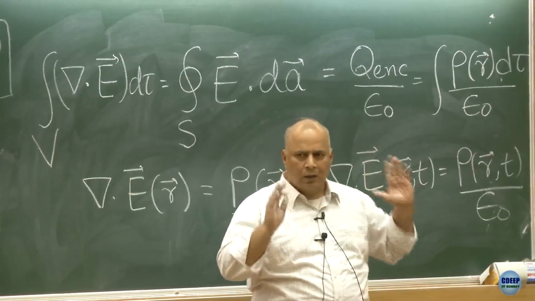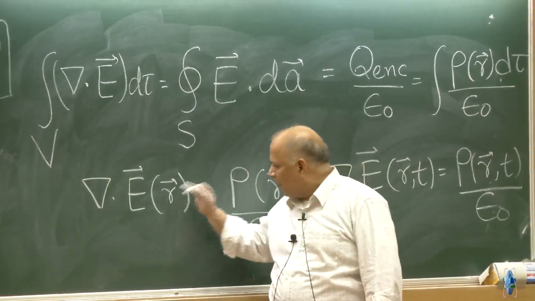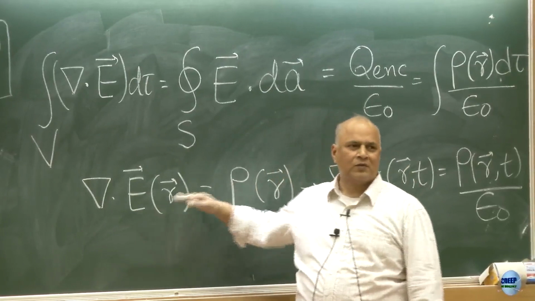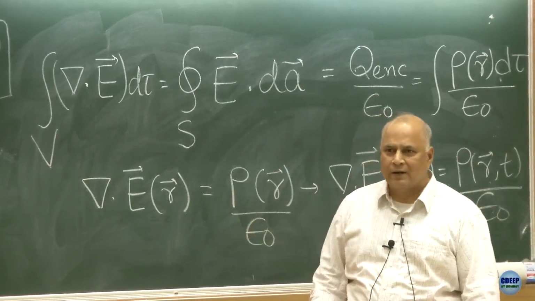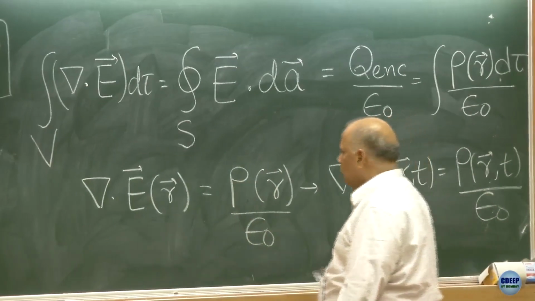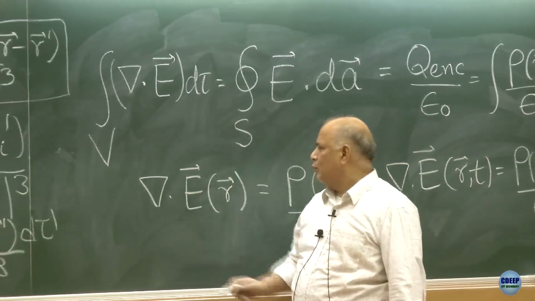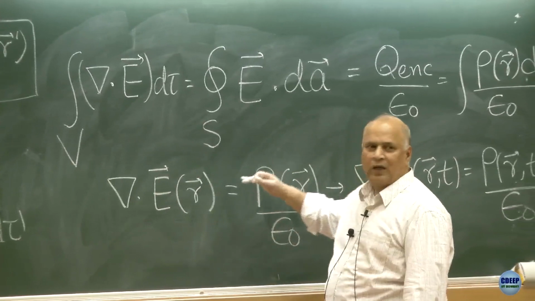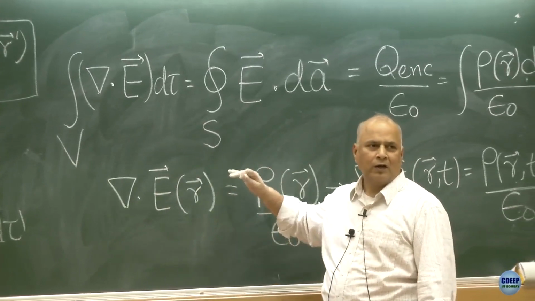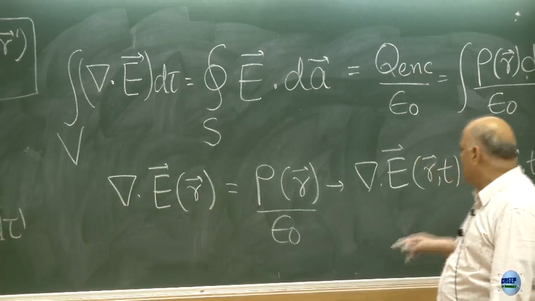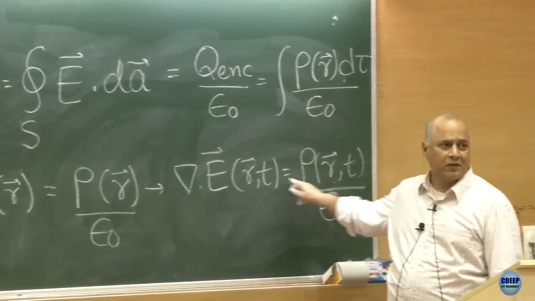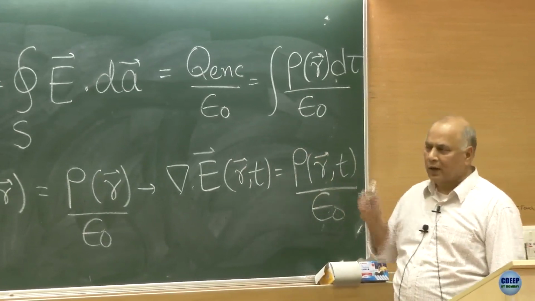But I am emphasizing the importance of this equation in the formulation of electricity and magnetism. We derived this from Coulomb's law, but it is actually a more general law. It is valid not only for electrostatic situation, but even in a situation where the charges are moving around.